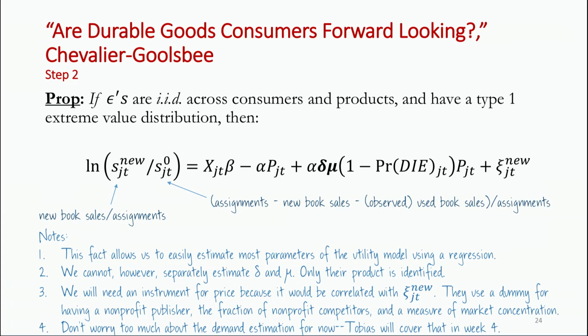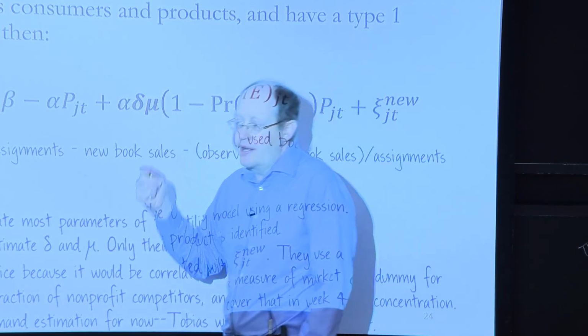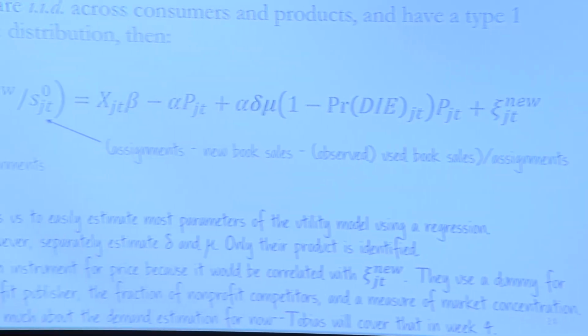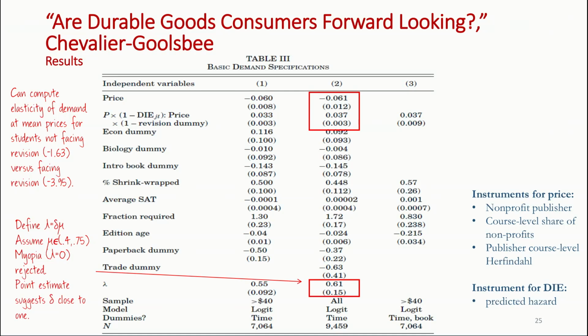Anyway, this is basically the estimating equation. It's just an IV regression, and under the assumptions they've made, it should let us estimate delta mu, which is what we care about. And what do they find? They define lambda equals delta times mu.